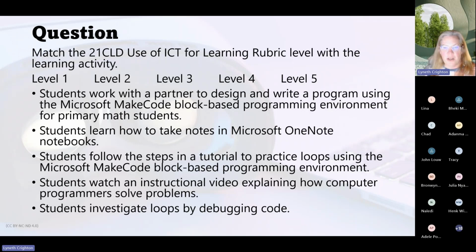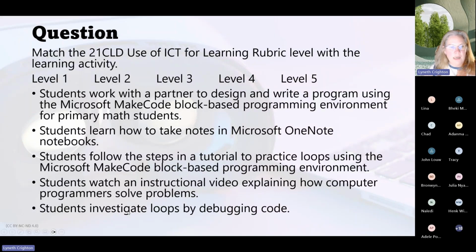Students watch an instructional video explaining how programmers solve problems. Well, yes, there's a video, but they just use it to learn. They're not using it to create knowledge.